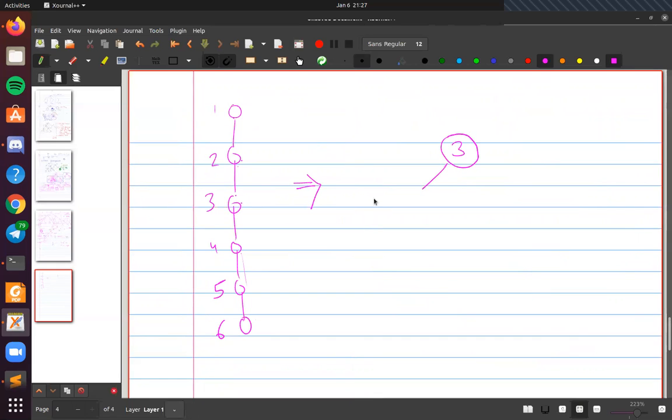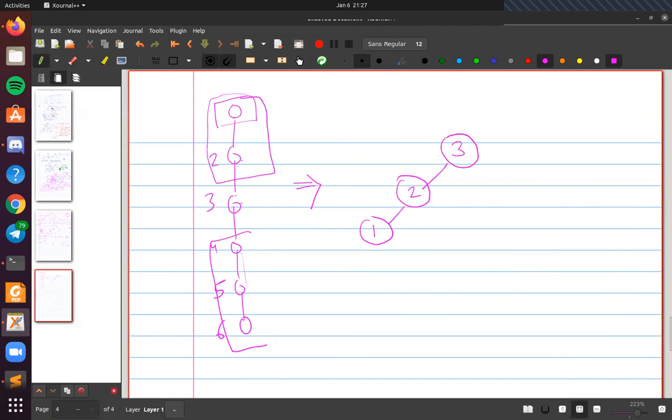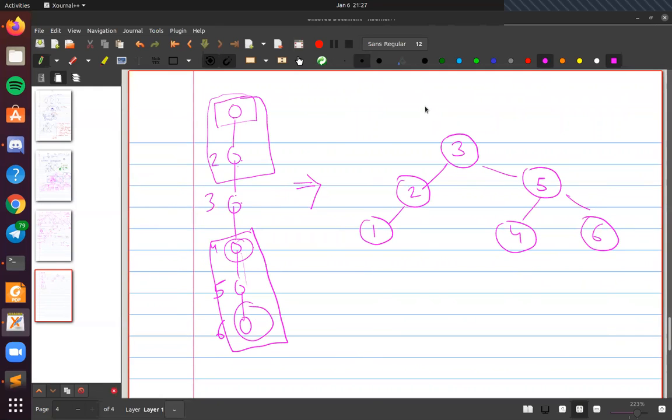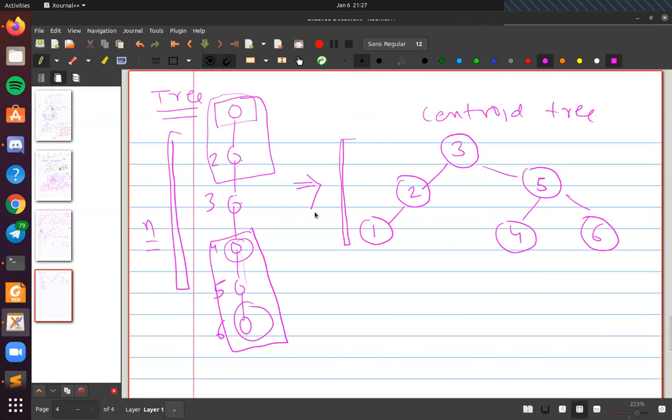Now it will connect to the centroids. So for this part, 2 is the centroid. So it will connect to this. And for this part, 1 is the centroid. So it will connect to this. Now for this part, 5 is the centroid. So it will connect to this. And for these two parts, only 4 and 6, they are single elements. So this is the centroid tree of this tree. So you will see that even if its height is n, it will have height at most log n.